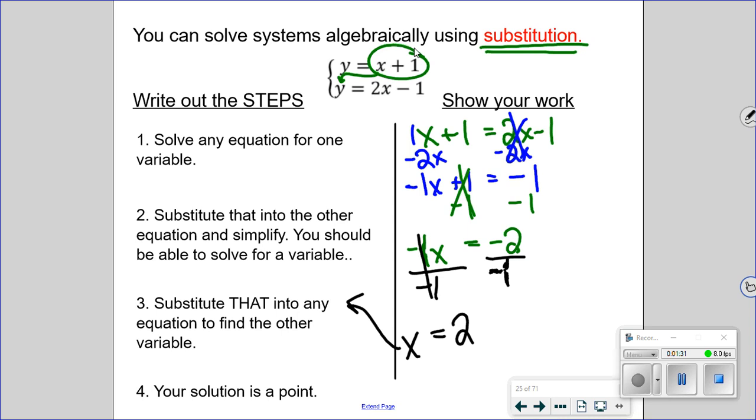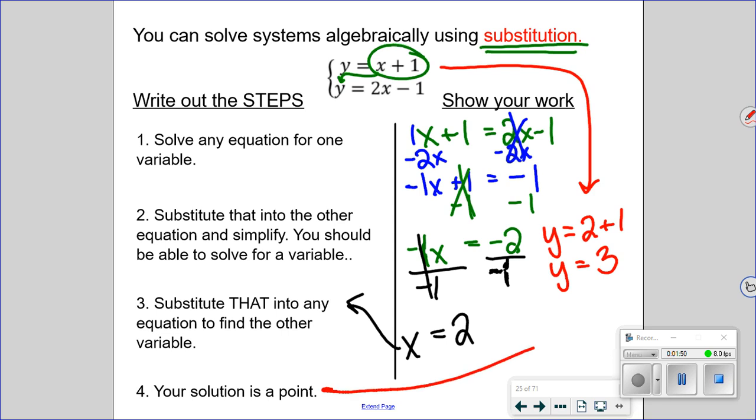In order to find the other variable, we are going to substitute into the top equation because it's easier. If I substitute that in the top equation, I'll move that over here. I will have y equals 2 plus 1. Y will equal 3, which means your solution is a point. That point will be 2, 3.